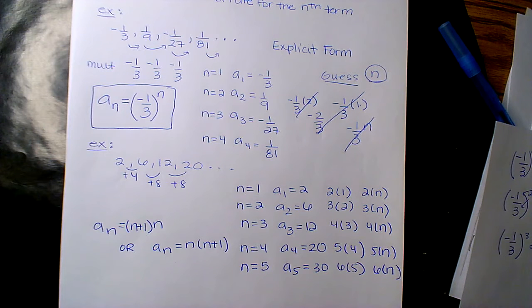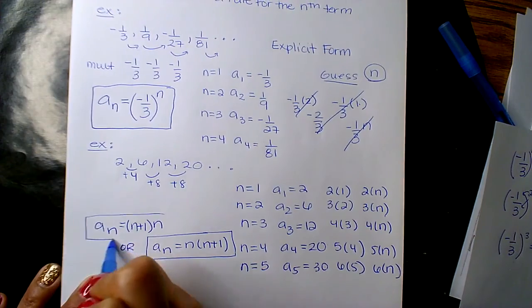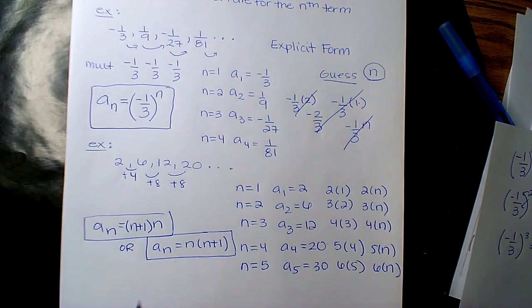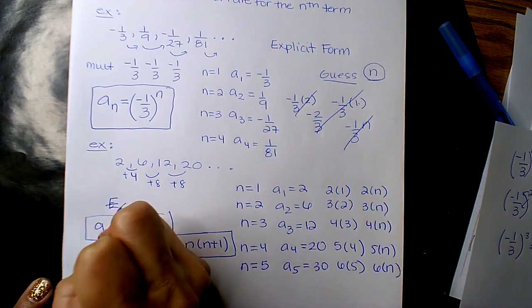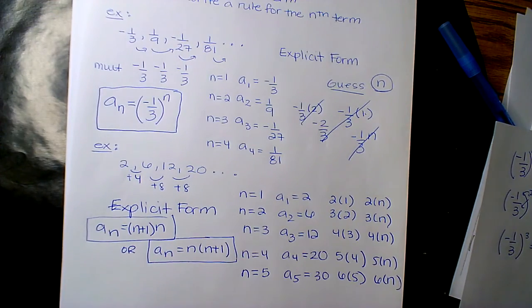2 plus 1 is 3. 2 times 3 is 6. 3 plus 1 is 4. 3 times 4 is 12. 4 plus 1, 5. 4 times 5 is 20. And so it works. Yes. And so that's your explicit form. Okay. So you can write this or this. So this is your explicit form, or the rule to the nth term.